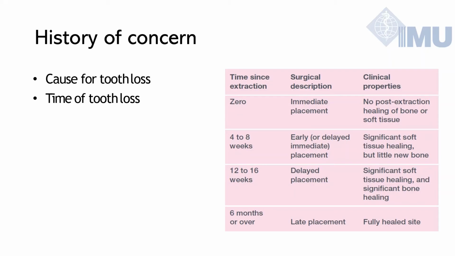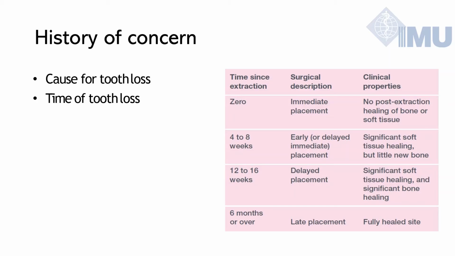History of the cause for the tooth loss, and what is the timing of the tooth loss. If the time since extraction is zero, or 4 to 8 weeks, or 12 to 16 weeks, or 6 months or over, accordingly you have a classification based on whether you are planning immediate placement, early placement, delayed placement or late placement. Accordingly, you have different clinical properties of the bone you can expect in those zones.